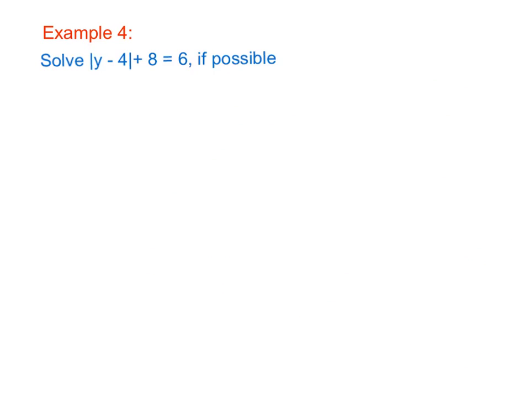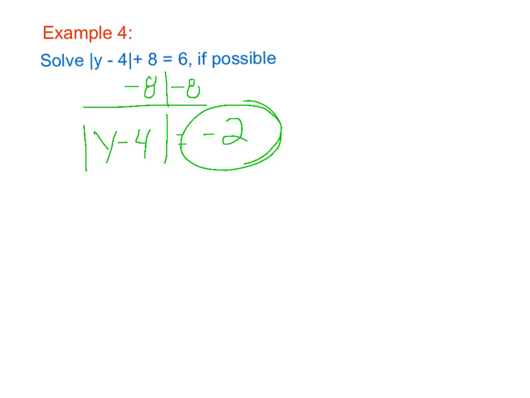Alright, so for this one here, we've got the absolute value of the quantity y minus 4, and then plus 8 equals 6. So we want to solve this if we can. If we start off by subtracting 8 on both sides, we have the absolute value of y minus 4 equal to negative 2. When we take the absolute value, we're talking about the distance something is from 0. So it's always positive. So if you look at this, since it equals negative 2, you can't have the absolute value of something be negative. So this is not possible.